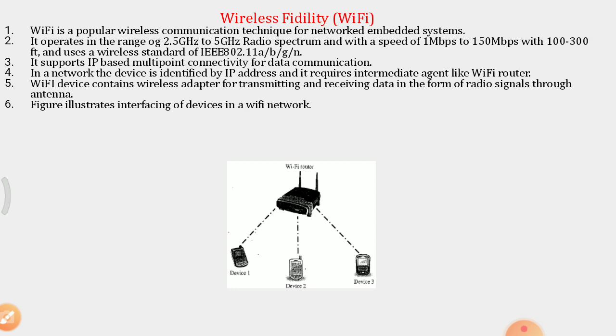Here in a network, any device connected in the network is identified by an IP address, and it requires an intermediate agent like a Wi-Fi router. The Wi-Fi device contains a wireless adapter for transmitting and receiving data in the form of radio signals through an antenna. As shown in the figure, the Wi-Fi router has an antenna which is generating a radio spectrum, and on that channel devices are connected.